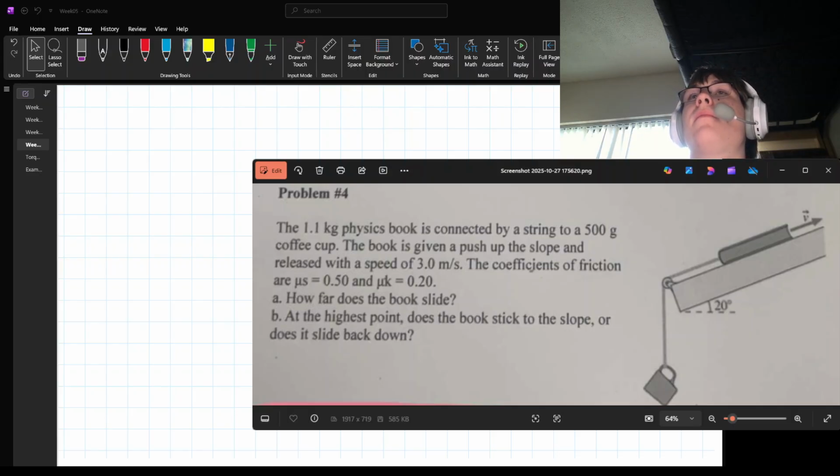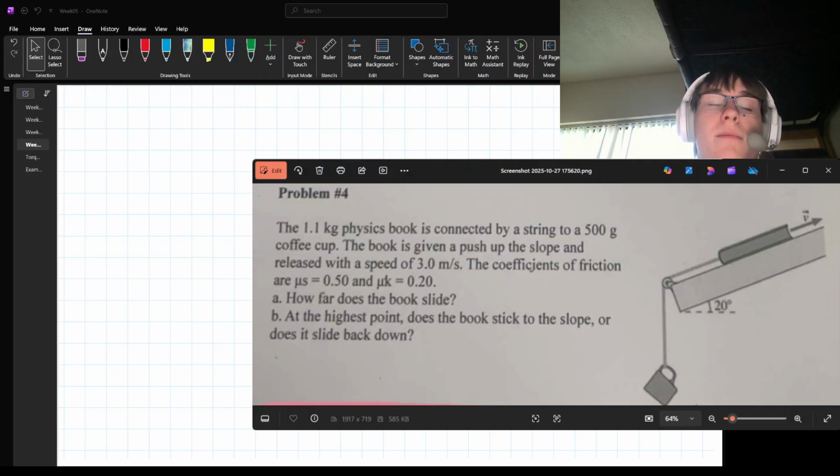We've been given this problem from one of my viewers. We've got a book on a surface. It's connected with a rope to a coffee mug. We've got two parts to this one. We have to see how far the book slides, and whether it sticks once it hits the top of its motion. So it's sitting there, somebody pushes it, and then we see what happens once it stops and how far up it goes.